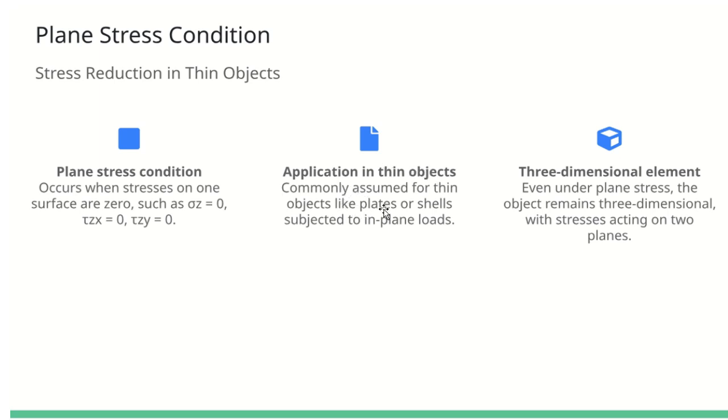Okay, three-dimensional element: even under plane stress, the object remains three-dimensional, with stress acting on two planes. Because everything is considered a 3D object, even if you calculate on a two-dimensional plane, it is assumed to be a three-dimensional object, with stress acting on two planes.